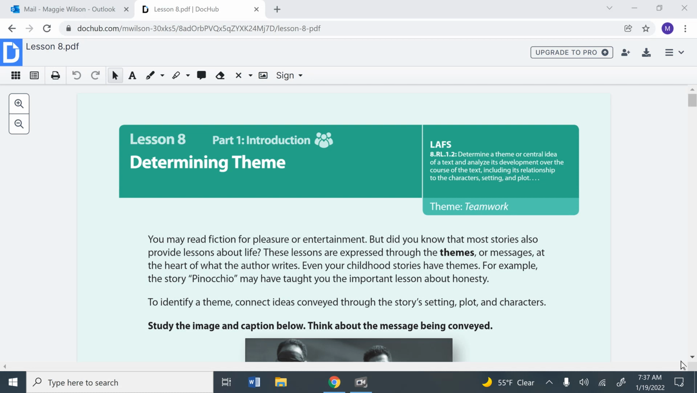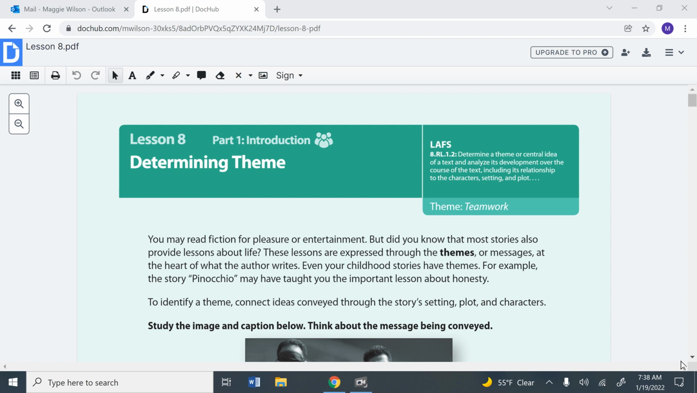In today's lesson, we will be looking at Ready Lesson 8, Determining Theme. By the end of this lesson, you will be able to recognize broader messages in works of literature as themes, identify how characters' thoughts, feelings, and actions point to a story's theme, and understand how a character's development can reveal a story's theme.